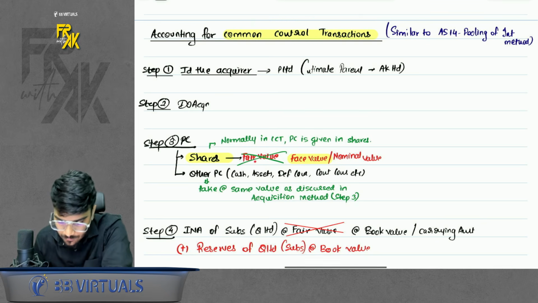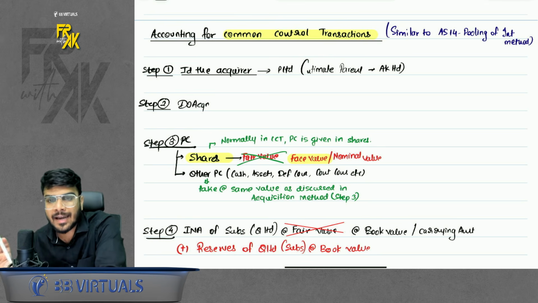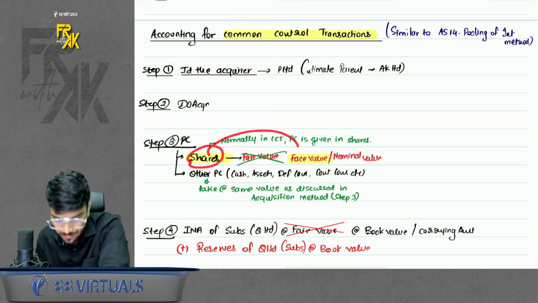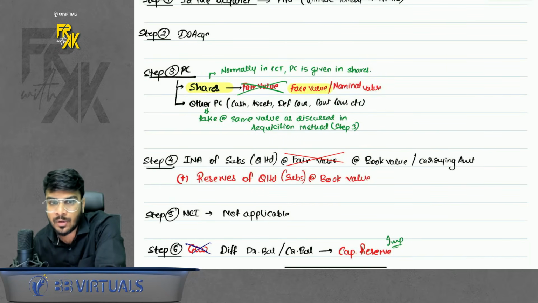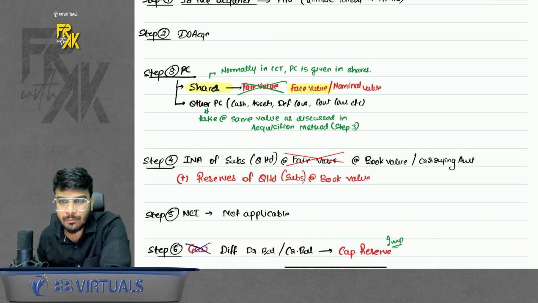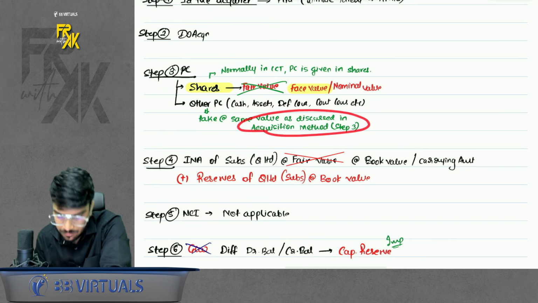So here we will always give anything at face value only. So if you give shares, you will issue at face value. Acha, what about any other mode of PC? Normally in common control, we don't give any other mode of PC. But if it comes in the question, you will take it normally.